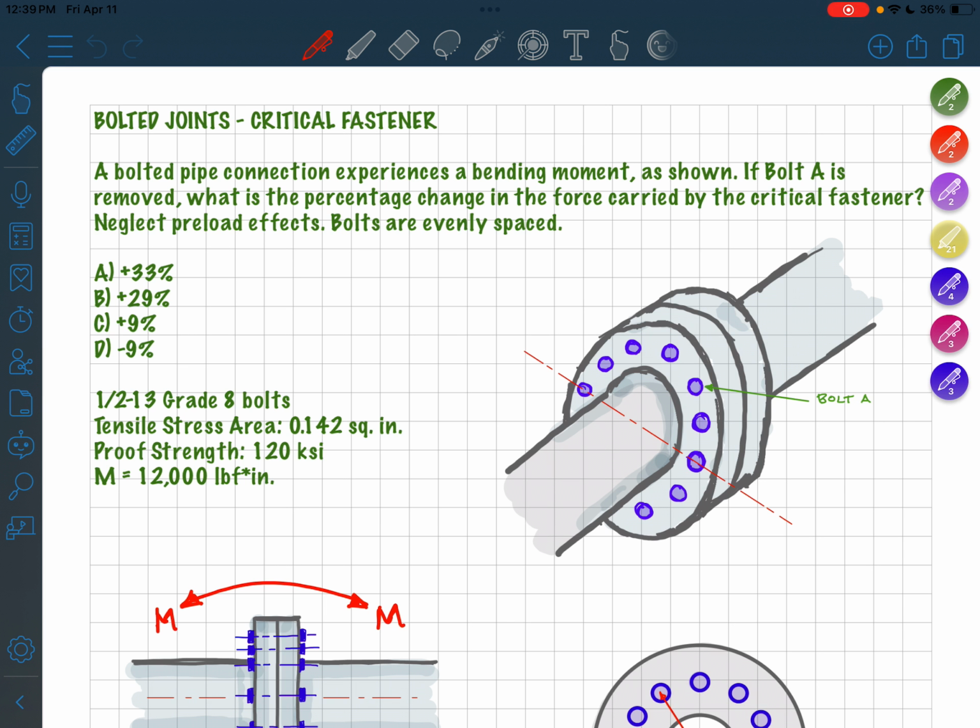First thing I do anytime I start a problem is I want to breathe deep. You've got 80 questions to go. Take a second, breathe deep, read the problem, and then write what you're solving for in its units.